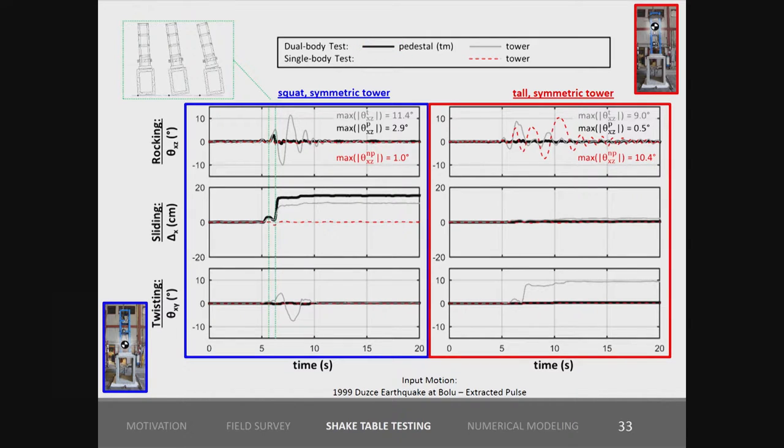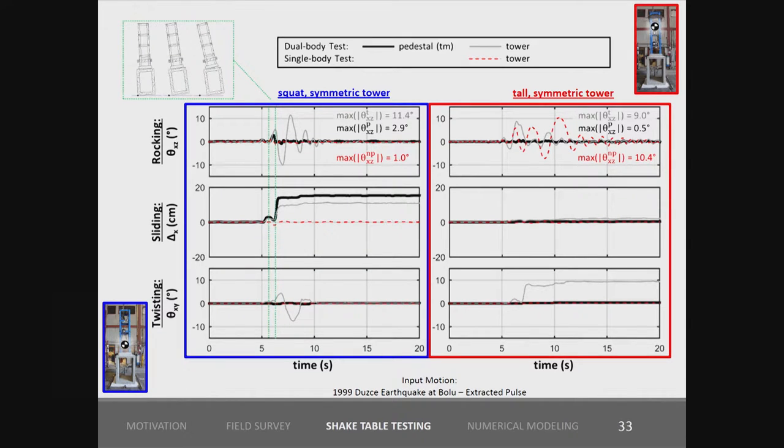And this is shown on the left-hand side for the squat symmetric tower, and compared on the right-hand side, outlined in red, with the response of the tall symmetric tower, both atop the same pedestal, subject to the same input motion. First, referring to the left-hand side, to the squat symmetric tower, what can be seen is that the single body has a primarily sliding, as well as a twisting type of response.